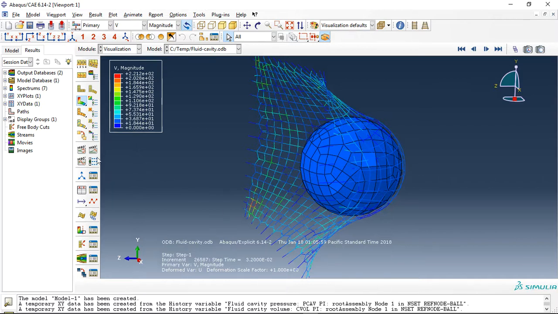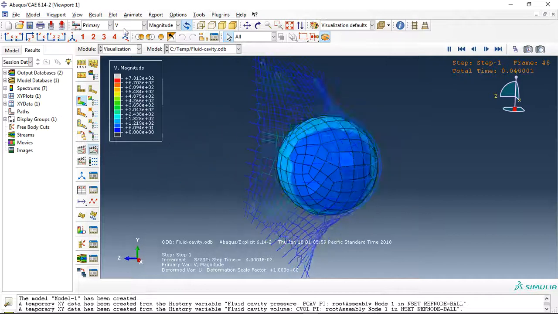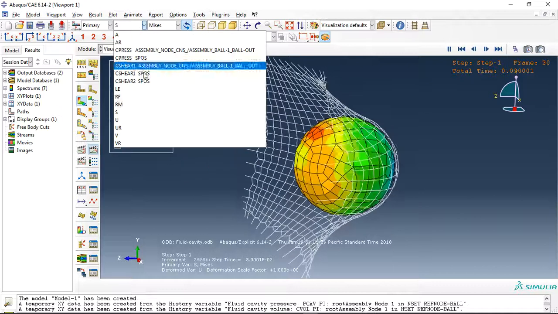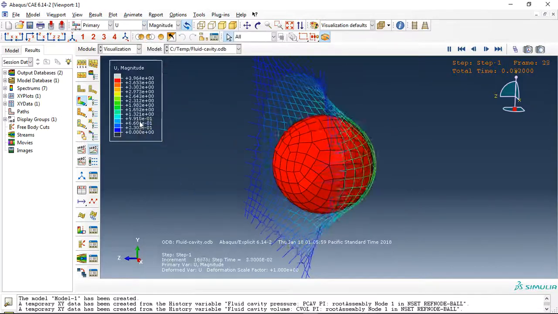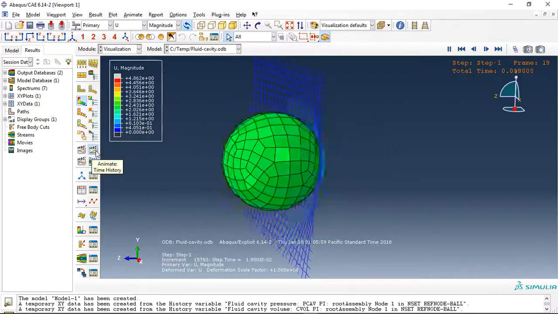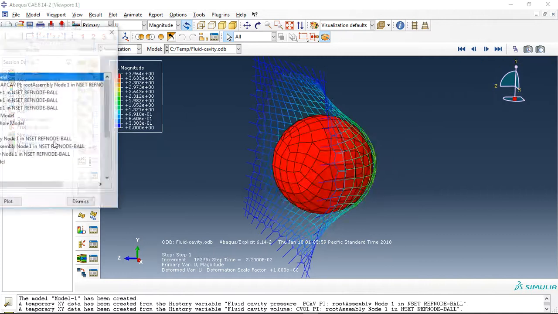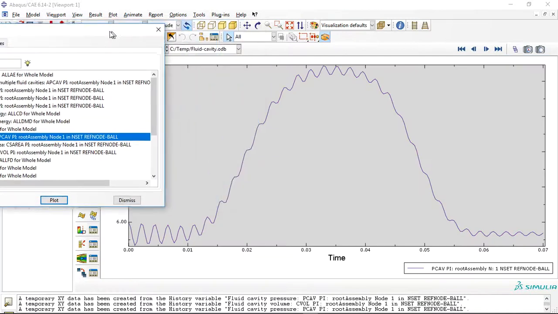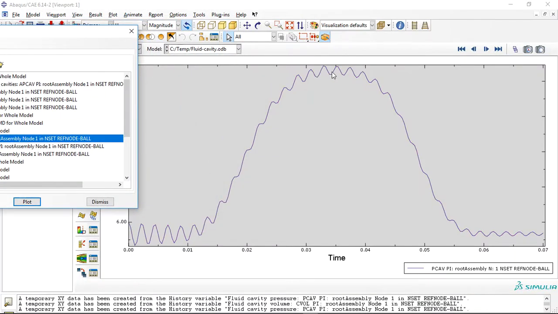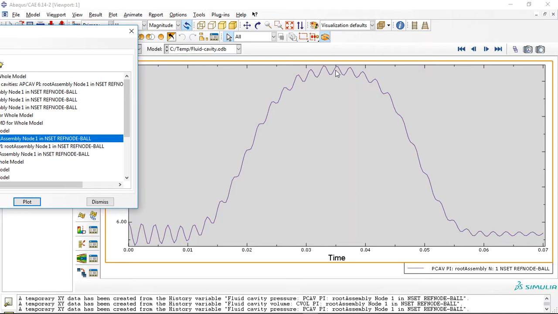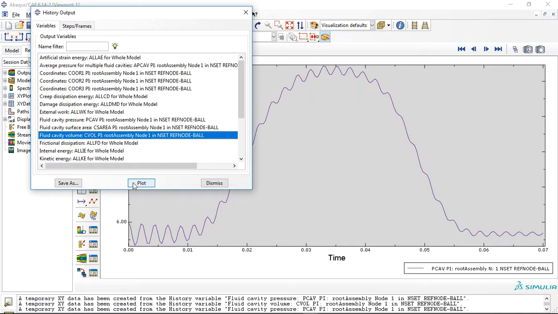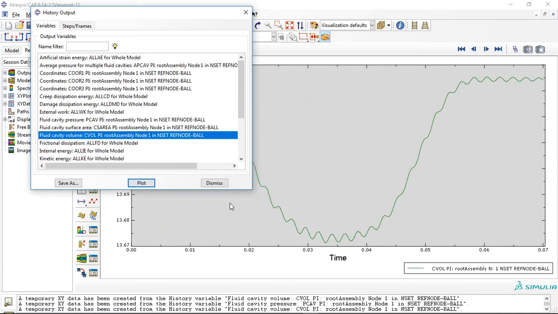You can see some results here of this simulation. This is the V. You can use Von Mises stresses and, for instance, U or everything that you need. The important point here is the fluid cavity pressure plot, and this is the maximum pressure happening during the analysis. This is the contact process, and a volume, and this is the minimum volume.